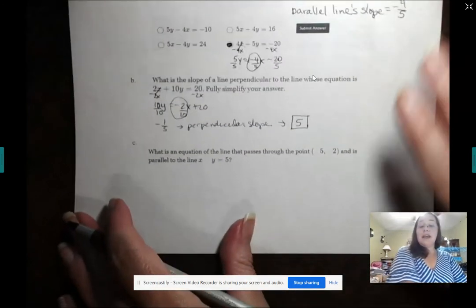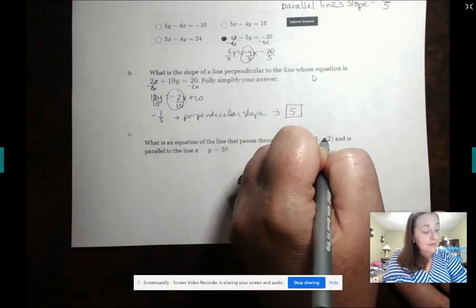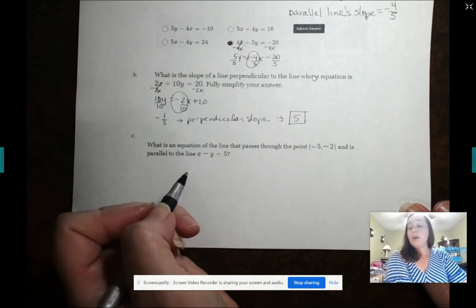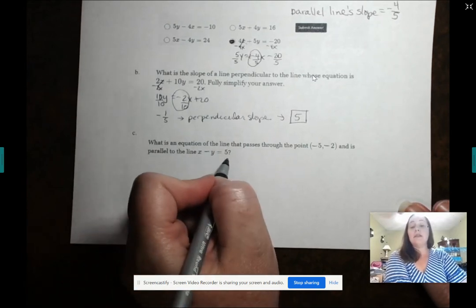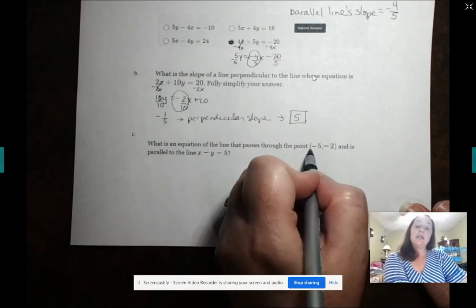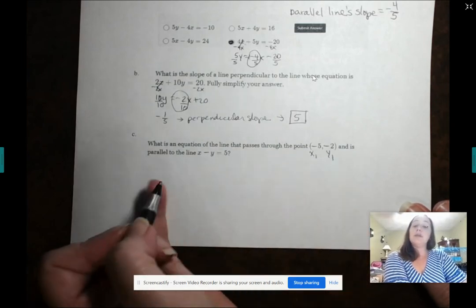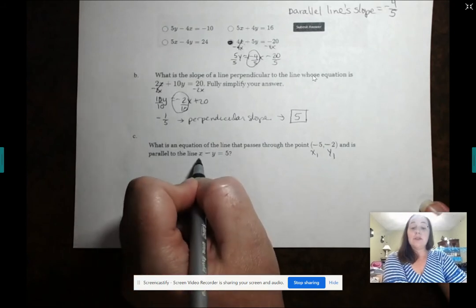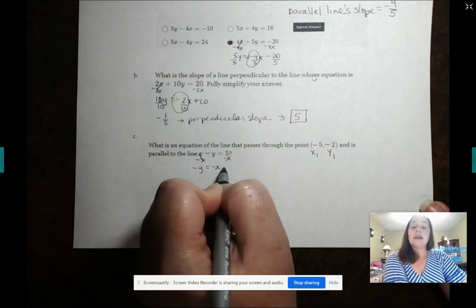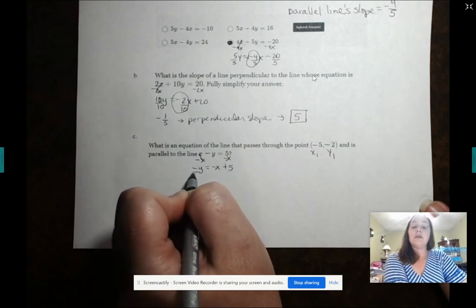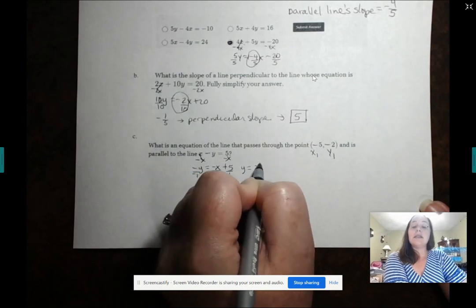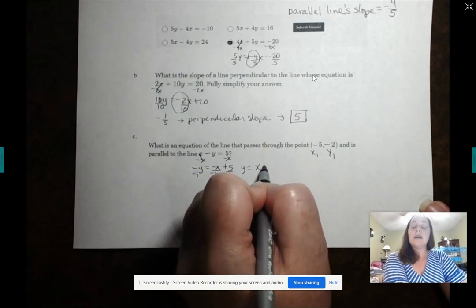What is the equation of a line that passes through -5, -2, and is parallel to this line? Okay, so we need a whole new equation. But first we need to find the line that we were given. We need to find its slope. Then we'll take that, use this x and this y, put it into point-slope form, and get our equation. So I'm going to move the x to the other side, and all I have to do now is divide by the negative that's in front of y, which will change all of the signs, and that will give us a +1x slope minus 5.